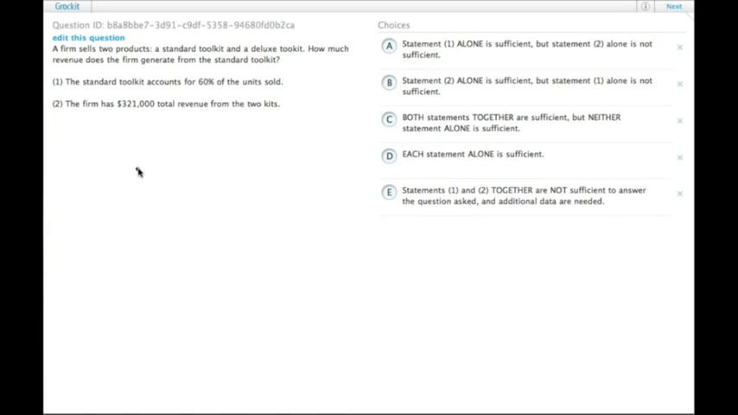So a firm sells two products, a standard and deluxe toolkit. The revenue from the standard toolkit, of course, we need to figure out. We know that profit equals the revenue minus the costs, so we might be able to figure it out that way, or we might get some other types of proportions. But with no other information in the main question, we have to hit the statements.